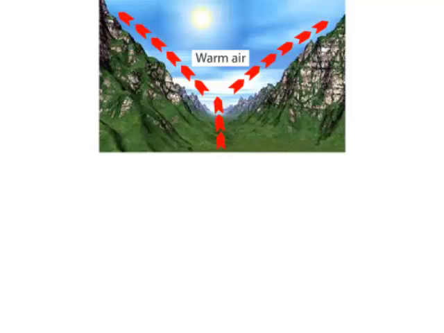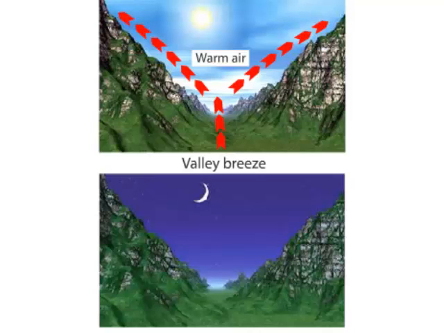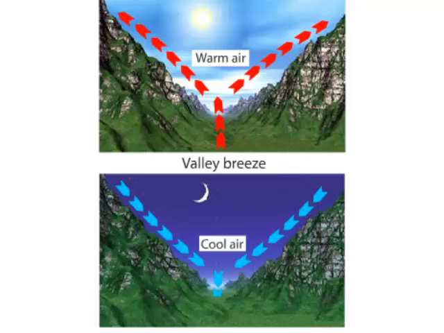Mountain and valley breezes are also examples of local winds caused by an area's geography. During the day, the sun heats the valley and warm air rises, moving upslope and creating a valley breeze. At night, the mountains cool faster than the valley. Cold air sinks from the mountains, moves downslope, and produces a mountain breeze.